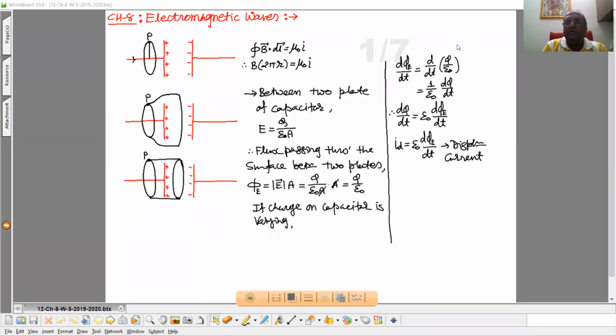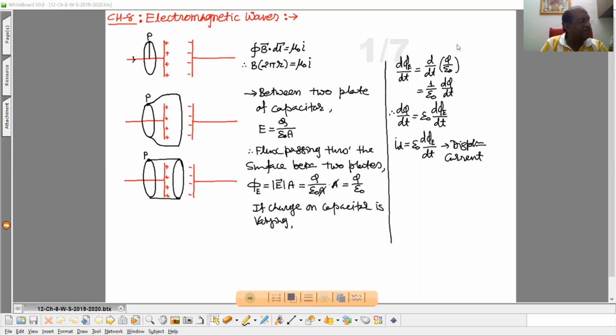Okay. And when he calculated the velocity of these electromagnetic waves, then it came exactly 3 into 10 raised to 8 meter per second, which is the velocity of light. So he also suggested this thing, light itself is electromagnetic wave. But experimental evidences were not there in those days. Okay. Now, let's first understand the displacement current.